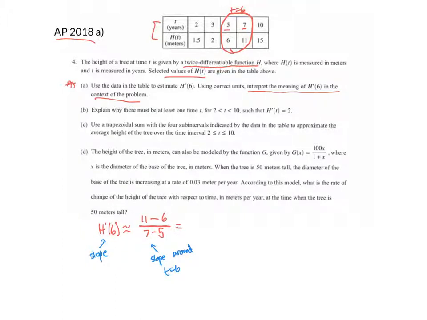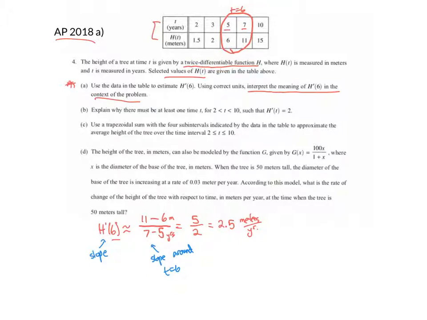So this would end up being 5 divided by 2, which is 2.5. And then the units on this, if you take a look, the units on the top half of this is meters. The units on the bottom half is years. So the units on this, 2.5, is meters per year. And the interpretation for this is that this is a rate of change, or supposed to be the rate of change at a certain time, 6.